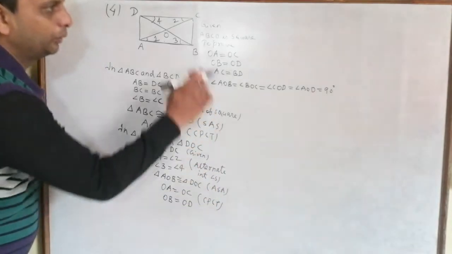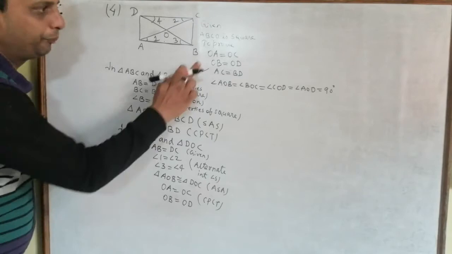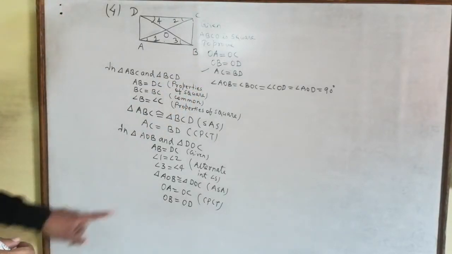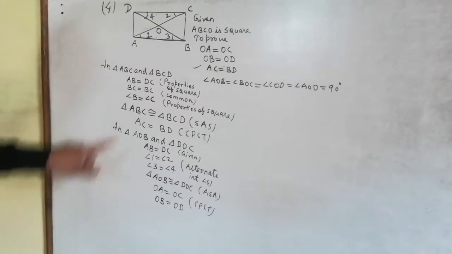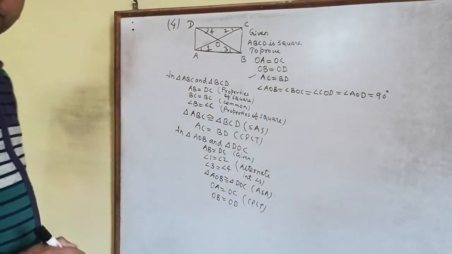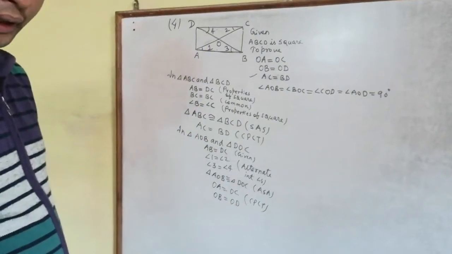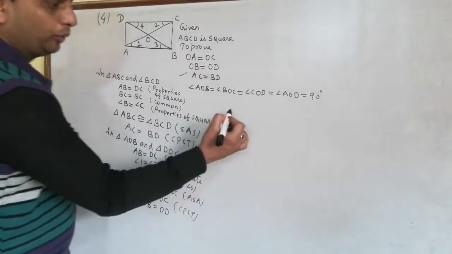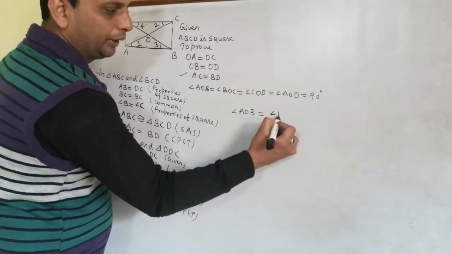So we got two things equal. AC equal to BD we proved in the first part, and in the second part we proved OA equal to OC, OB equal to OD. So this completes the second part. Now on this same figure, we can write one more thing: angle AOB and DOC will be equal, because the two triangles are congruent, therefore their angles will also be equal. So angle AOB is equal to angle DOC.